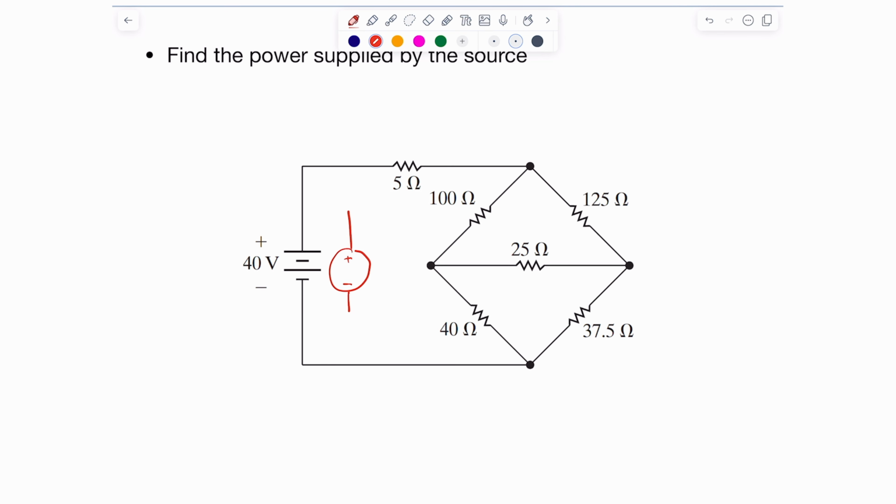So we can see, for example, this particular delta pattern for these three resistors at 25, 40, and 37.5. I have another delta in here, for example. And I can recognize a few of the Y's as well, so I'm going to highlight them here. This here is a Y. It doesn't look like a Y, but it is a Y. If you redraw it a little bit, it looks like a T.